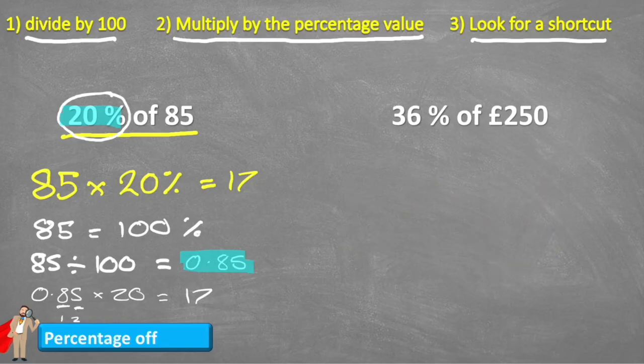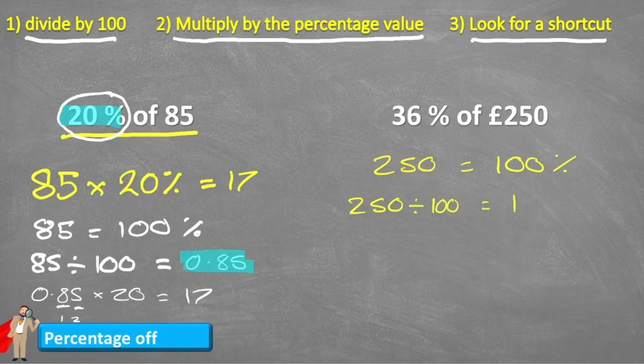I've got 36% of £250. So I can understand that 250 equals my 100%. So therefore, 250 divided by 100 equals 1%. And 250 divided by 100 is 2.5. Again, if I needed to, I could use my bus stop. I'm not going to do it now because I can see that in my head. So 2.5 equals 1%. But I'm looking for 36%, so I'm going to times my 2.5 times 36.